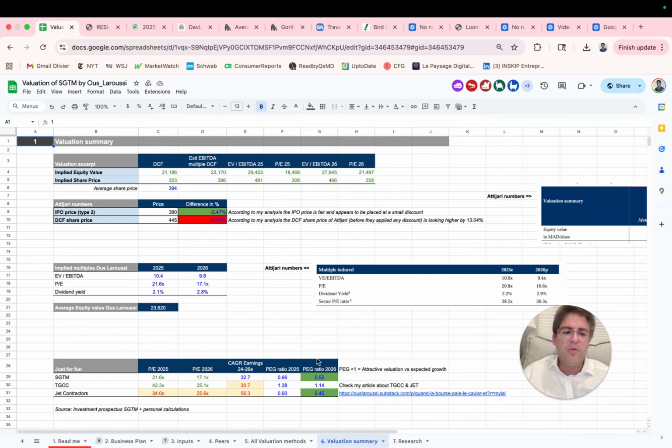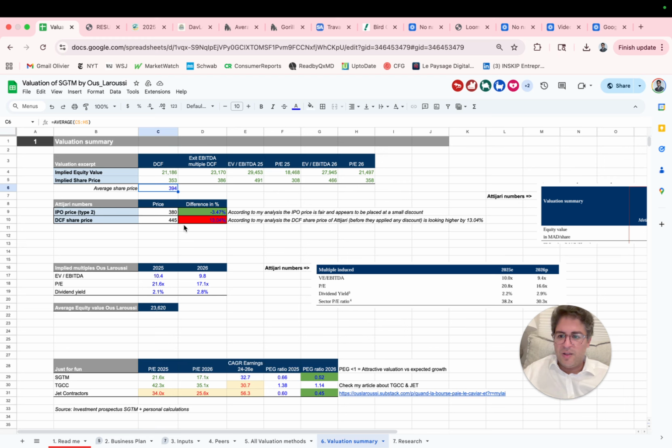Then if you want to move to the valuation summary, which is the last thing that I'll be covering with you, I just summarized here all the implied equity values using the different methods: the DCF, the exit EBITDA multiple, and so on. With the implied share price, I decided to take an average here, which gives me something around 394, that I'm comparing with the IPO price, which is 380 dirhams. So according to this analysis, there appears to be a little discount between my intrinsic value and the offer price.